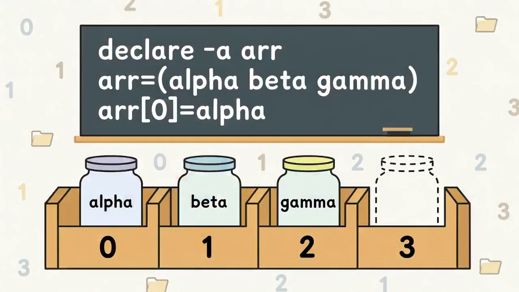Indexed arrays are the default workhorse. Indices are zero-based integers. The array is declared implicitly when you assign, or explicitly with declare -a, and you can build one in a single shot with arr=(alpha beta gamma), or grow it slot by slot with arr[0]=alpha. Every element lives at a numeric position, which makes ordered iteration and positional access natural.